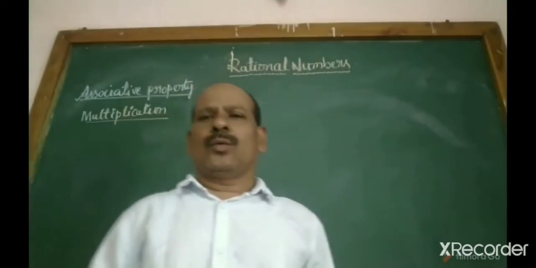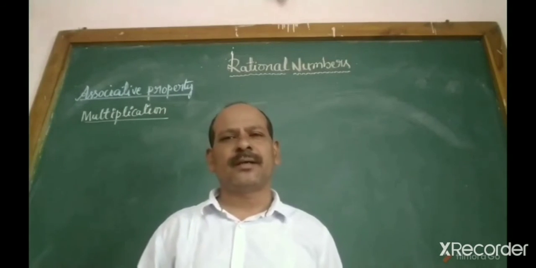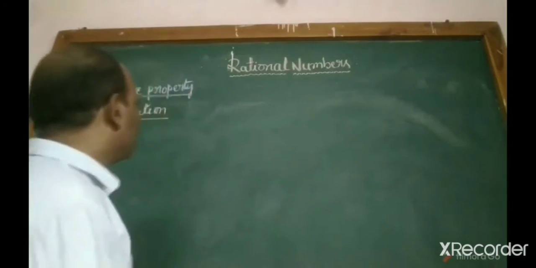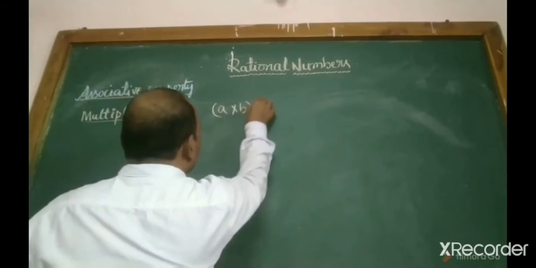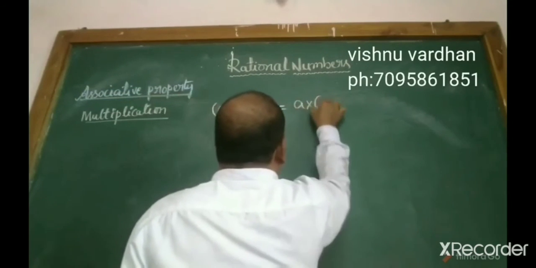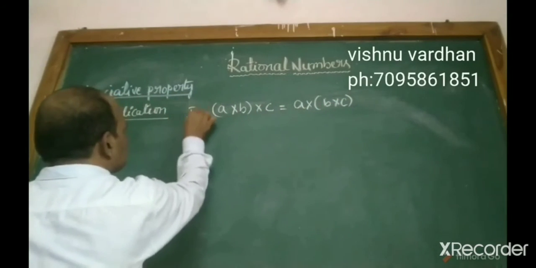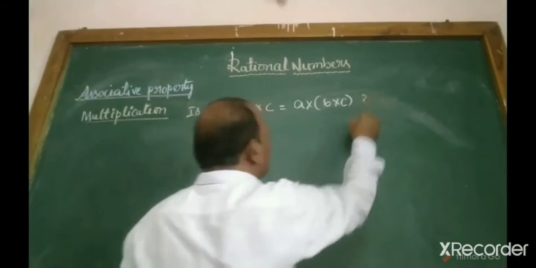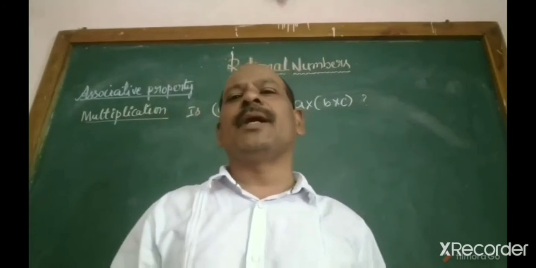Now we are going to check whether the rational numbers are associative under multiplication or not. For that, we have to check whether A into bracket of A into B into C is equal to A into bracket of B into C or not. If they are equal, then we can say that rational numbers are associative under multiplication.